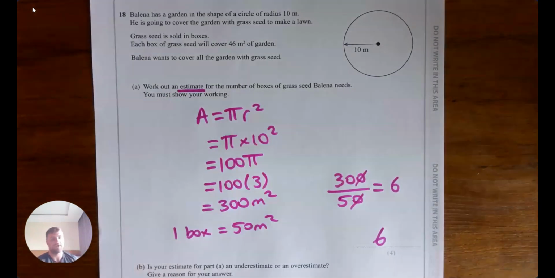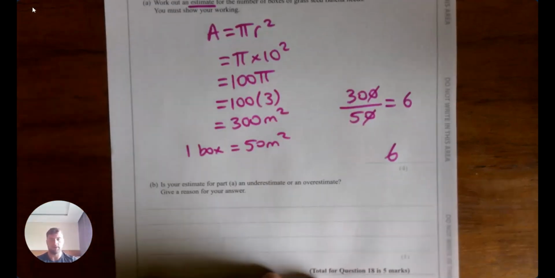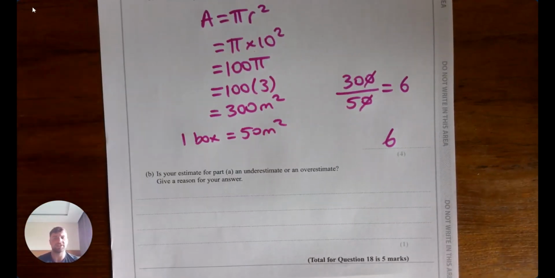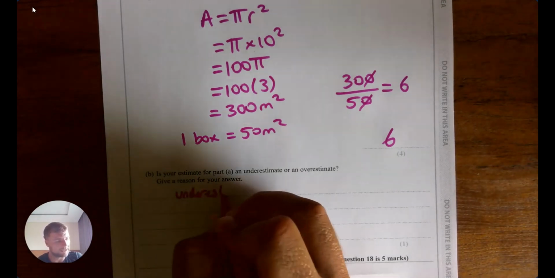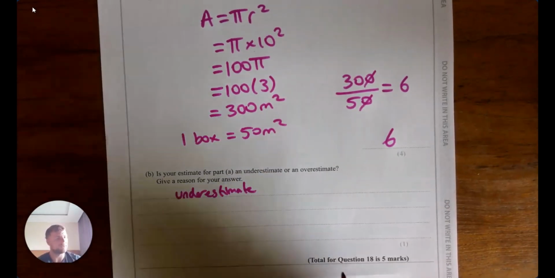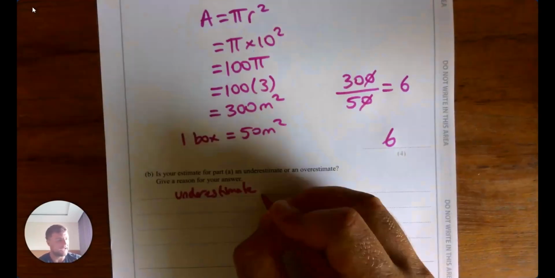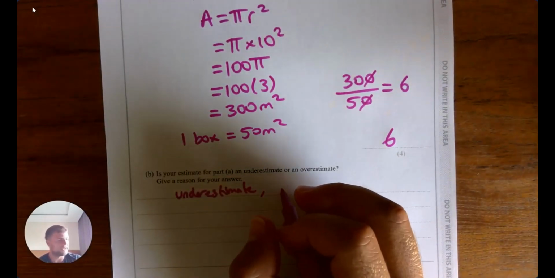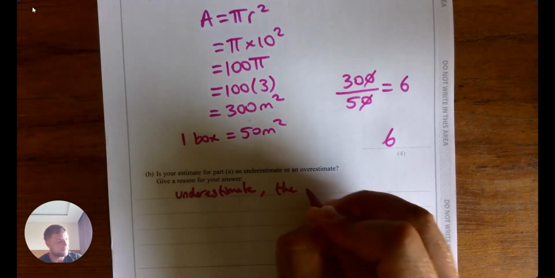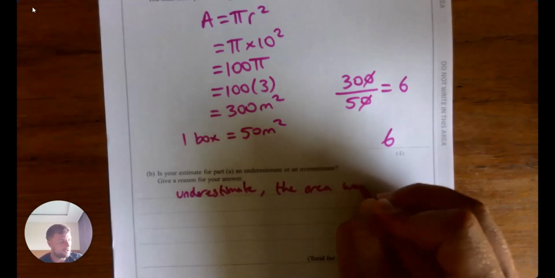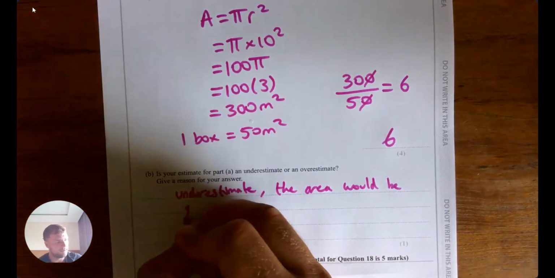So our estimation would be 6 boxes. Is your estimate for part A an underestimate or an overestimate? And we think about the way we rounded things here. It's an underestimate because we rounded pi down. So the actual area would be greater because we used 3 instead of 3.14. So the area would be greater.